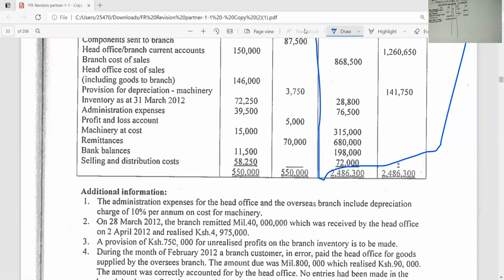So remember that here they have provided us with the head office's and the branch current account. Of which I have taken this, under the column of the branch. We have made the relevant adjustments. But now the actual figure in the head office's books is 150,000. So that is now what you are supposed to record.